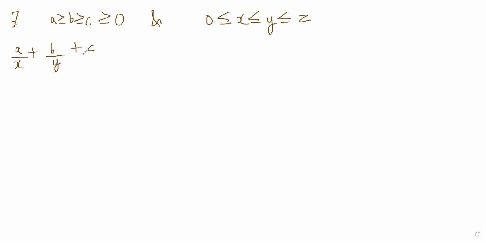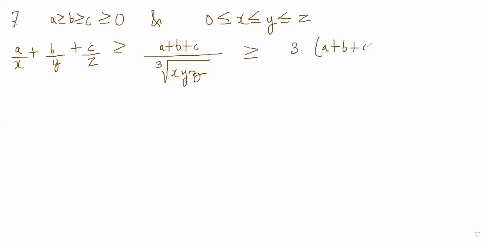So if you have A greater than B greater than C greater than equal to 0, and 0 is less than x is less than y is less than z, you have to prove that a by x plus b by y plus c by z is greater than equal to a plus b plus c by cube root of xyz, and that is greater than equal to 3 times a plus b plus c by x plus y plus z.